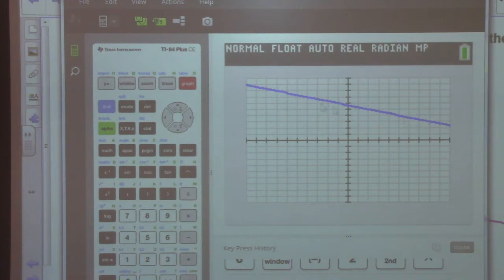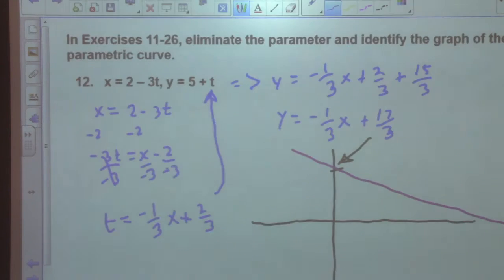Yeah, we get more of it, but that's where it is, right? 5 2/3, slope of negative 1/3. Yep. And the rectangular version of the equation will give you the same thing, right? Okay, what I want you to do is go ahead and do number 13. Go to number 13, similar type of problem.